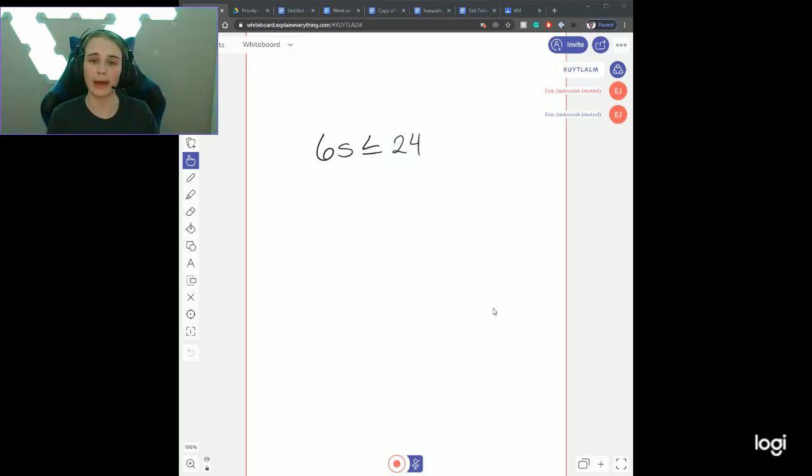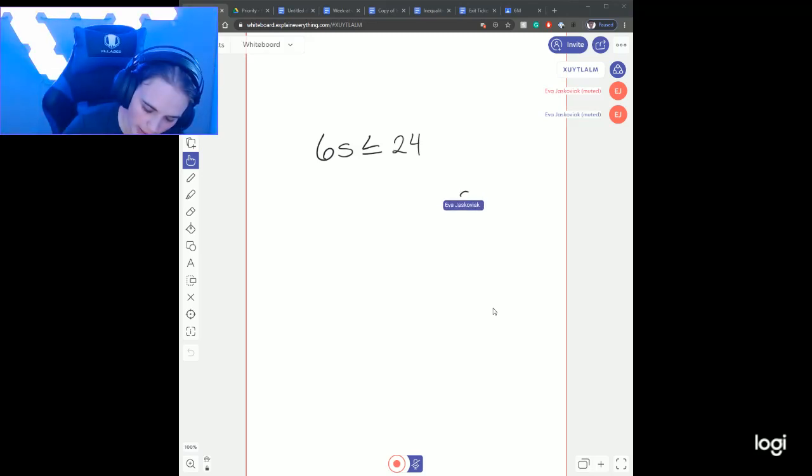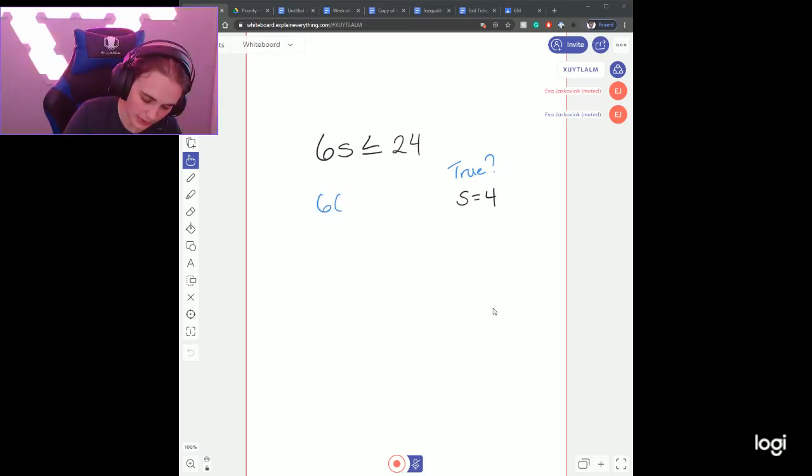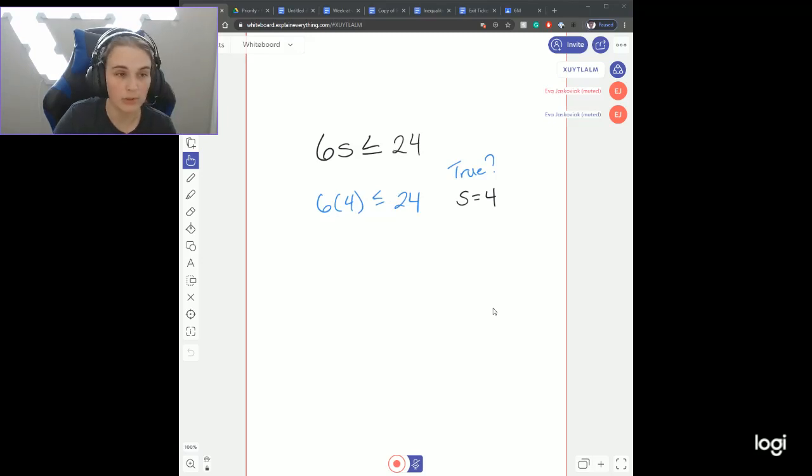Well, right off the bat, alarm bells should be going off in your head because you should know that 6 times 4 is equal to 24. That's a math fact. We know that. So s equals 4 should be something you want to try. We're going to figure out if that one is true or not. I think we all know that if we have 6 times 4, that equals 24, which means that it's also less than or equal to 24.